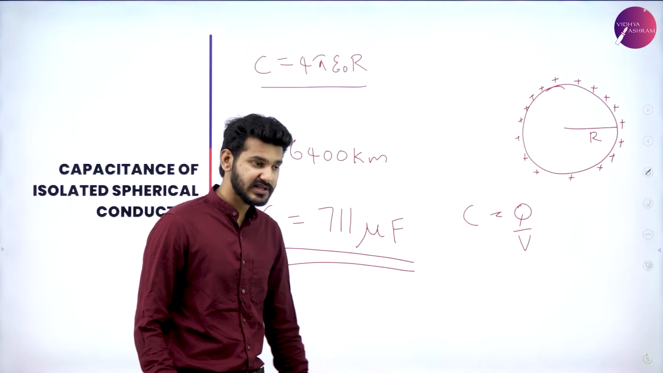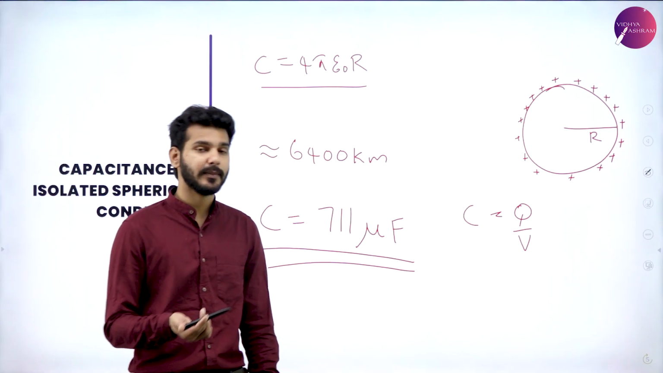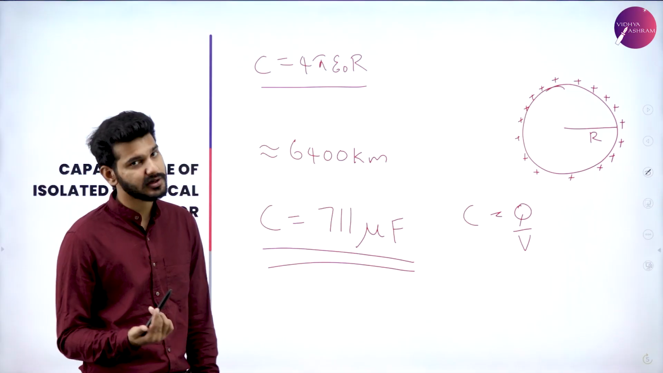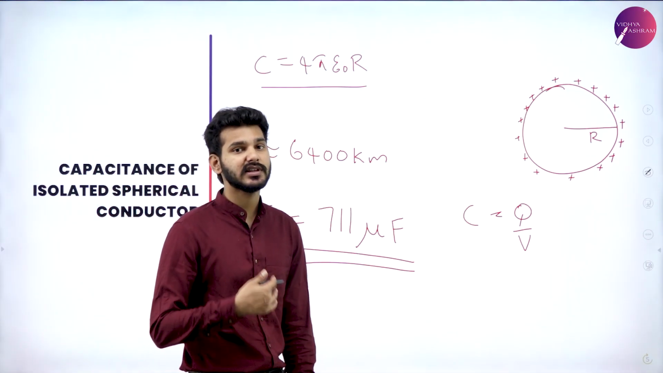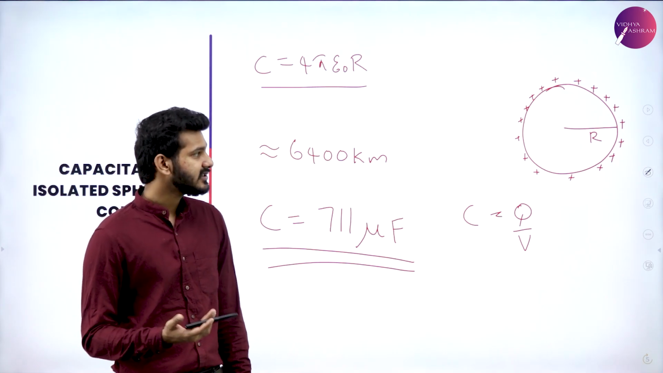So this example was given because it has been asked in your annual examinations. Find the capacitance of Earth. It is fairly simple. It is just one equation and substitution and you'll get the value right out. So that is why I discussed this as an example for the application of finding out the capacitance for an isolated spherical shell.